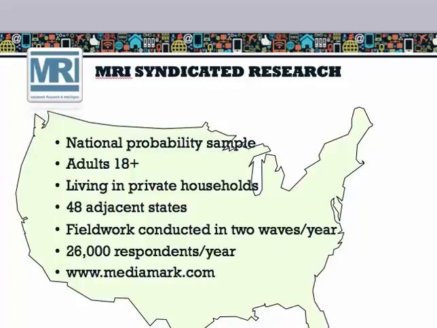adults 18 years and older living in private households in all of the 48 adjacent states. They usually collect their data in 2 waves a year. In the first wave, they send out the surveys and collect the data, and the second one, after 6 months, they send another survey and collect back the data. They use about 26,000 respondents per year, which is a little bit short of 10% of the overall population.